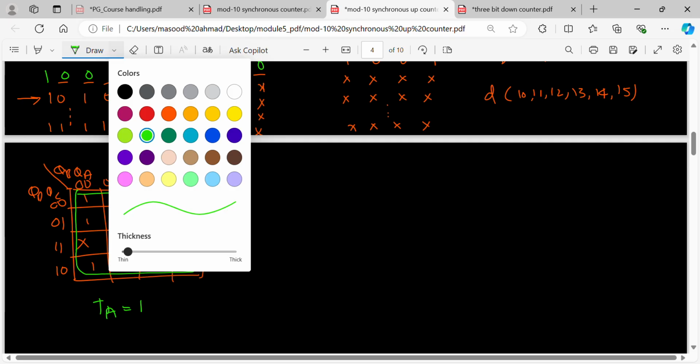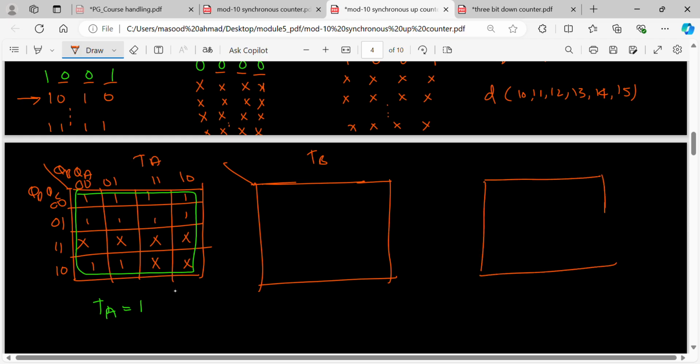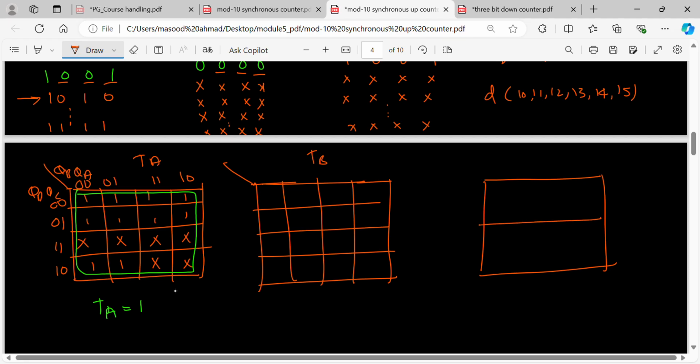Similarly, I can work out for TB. Draw the K-map and work out for TB. This is the K-map for TB. This is the K-map for TA. Next I will draw the K-map for TC. I'll enter the values of TB into the map and solve for it. Similarly, I will draw the K-map for TC and enter the values of TC into the map.